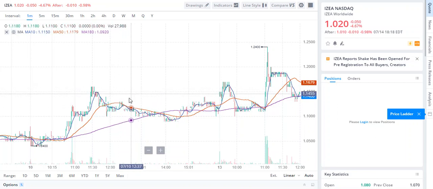It would have come back up, but it didn't. It hit that support and it went back down again, which is how you would know, maybe it's not a great time to hold on to that stock. So it's going down. It's going down.